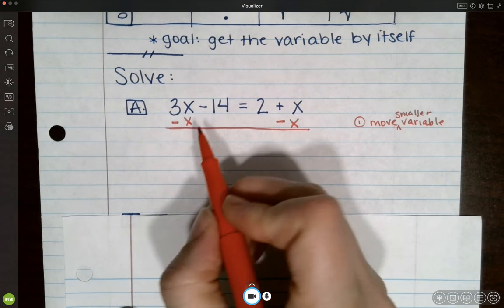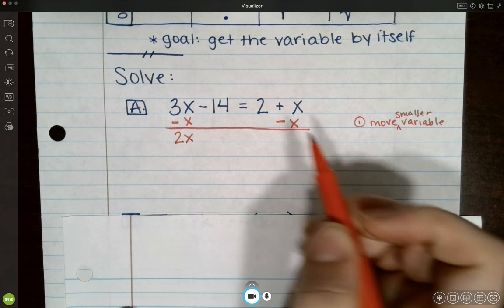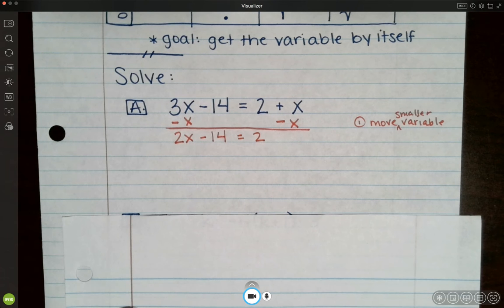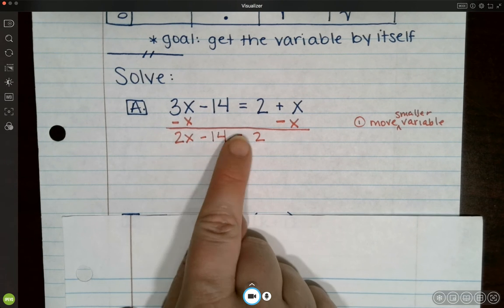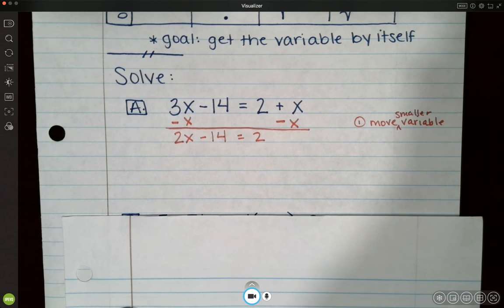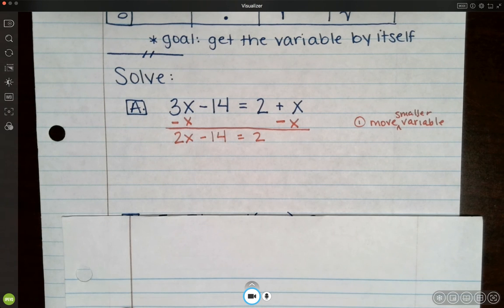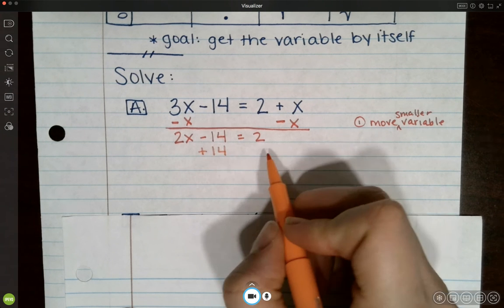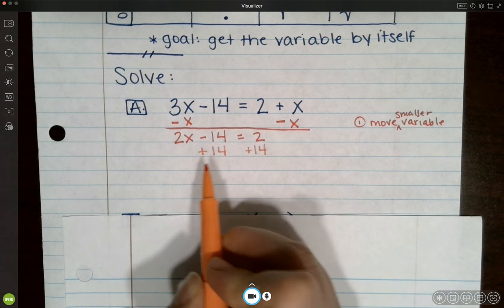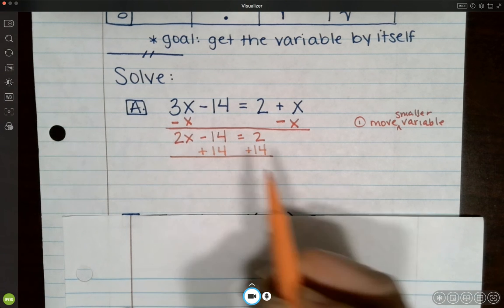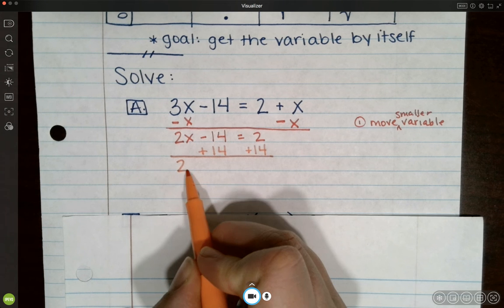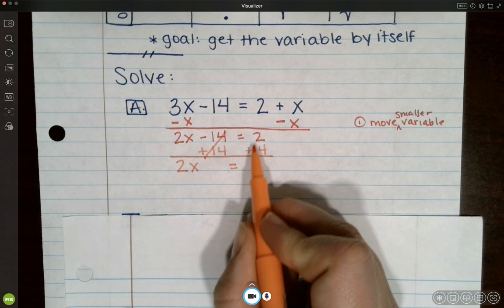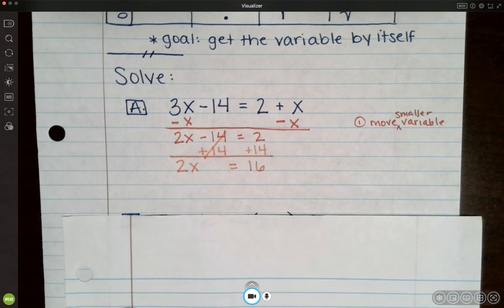I now created 2 separate equations. 3x minus an x makes 2x. Minus 14 equals 2. So x is now declared on this left side. We now are in a two-step equation, and we need to get rid of this minus 14. The opposite of minus 14 is plus 14. What I do to one side, I've got to do to the other. Please make sure you're putting your operations down so you know what you're doing. 2x with nothing stays 2x. Negative 14 and positive 14 cancel, and then 2 plus 14 makes 16.